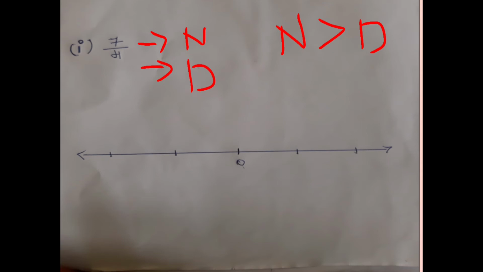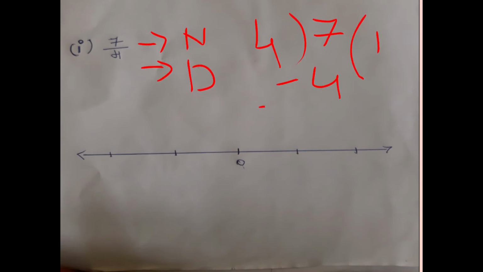Whenever we get this type of rational number, first step is you divide your numerator by the denominator. So when you divide by 4, 4 ones are 4, minus 3 in the numerator. So this divisor, quotient and remainder you have to write in a mixed fraction form. That is 1 3 by 4.